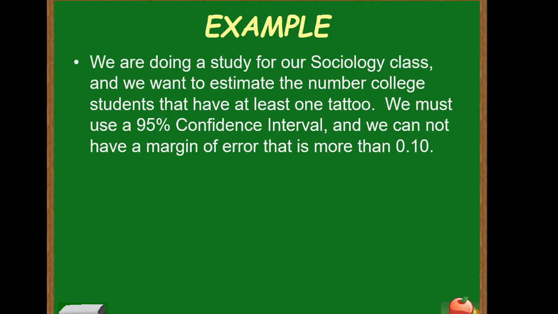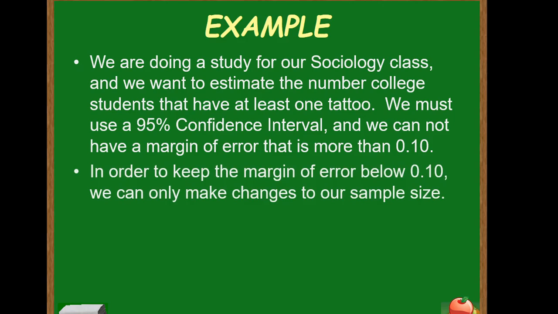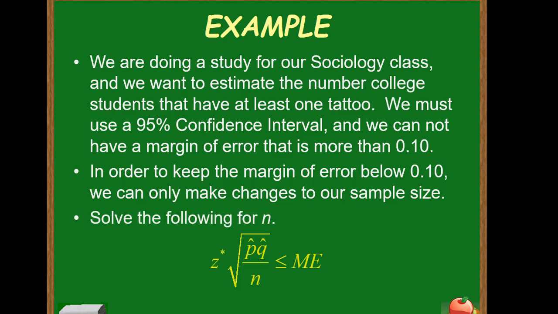And we're going to take a sample, get a p hat, and work with it. But we know no matter what our p hat is, we want a margin of error that is no more than 0.10. I guess there's a typo there I'll need to fix. So in order to keep the margin of error below 0.10, we can only make changes to our sample size, like we've said. So we'll solve the following for n, given that our margin of error, ME, is going to be 0.10.